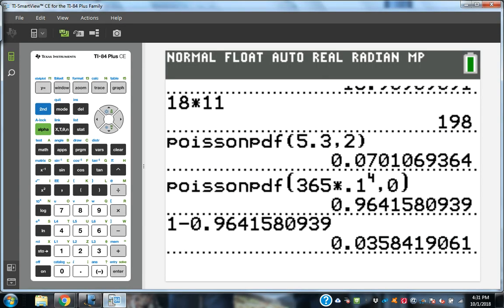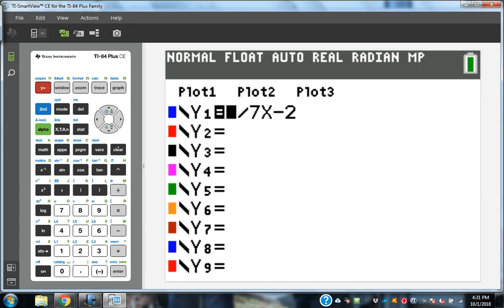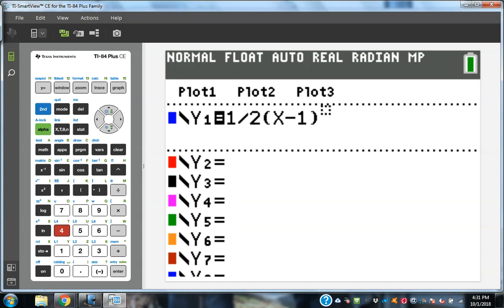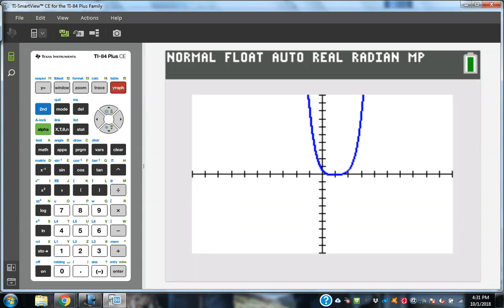So with the graphing calculator, go to y equals. I'm just going to type in 1/2 (x minus 1) raised to the 4th power. I'm going to hit graph and see what it looks like. Okay? It's a 4th power.